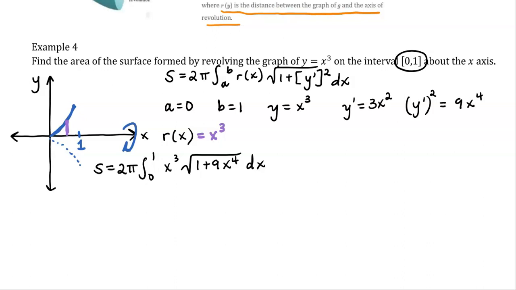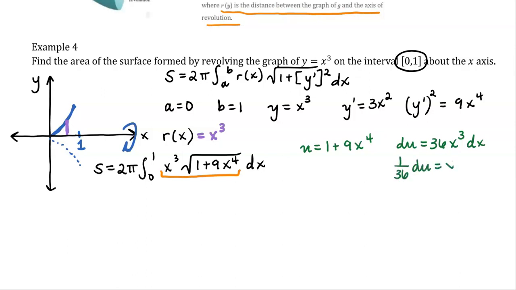We can integrate this simply using u substitution. I'm going to let u be 1 plus 9x to the fourth. Then my du is 36x cubed dx. We don't have a 36 on the inside of our integral, so I will divide both sides by 36 to get that 1 over 36 du is equal to x cubed dx.